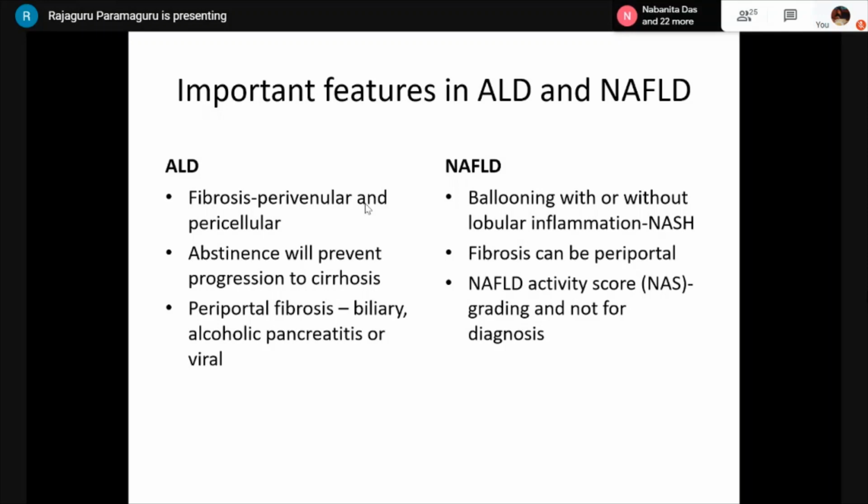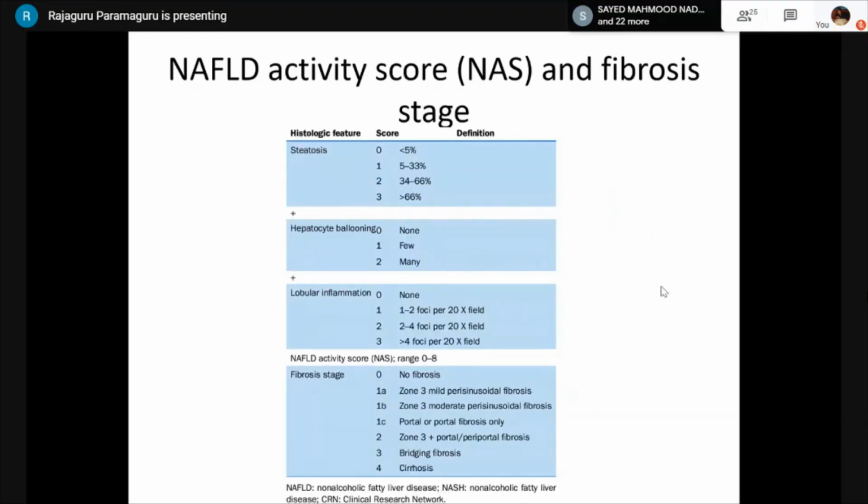And fibrosis can be periportal. And when it comes to the NASH scoring, you have to use it only for the grading purpose. It is not used for diagnosis. So, I mean to say that if you are having that probable NASH, diagnostic of NASH, unlikely of NASH, please don't use that. It is only used for grading and it is not used for diagnosis. So this is the scoring I was talking about. So here 1C will have portal or periportal fibrosis only, and 2 will have portal and perivenular fibrosis also.